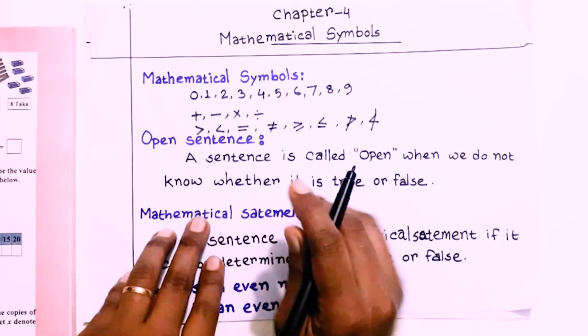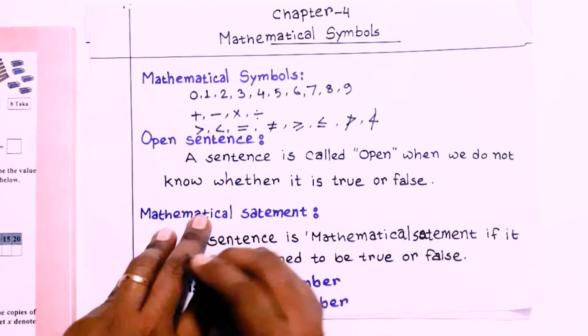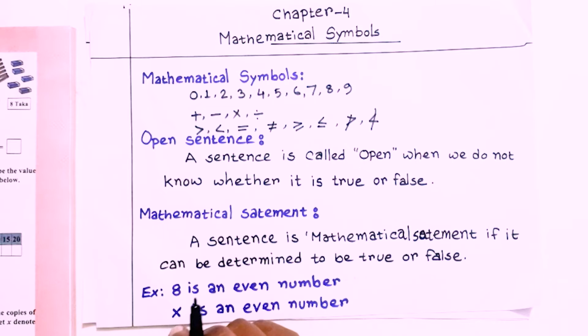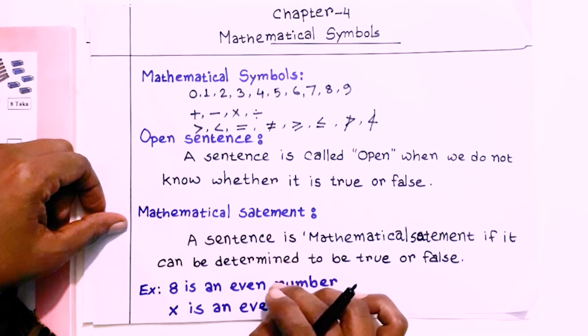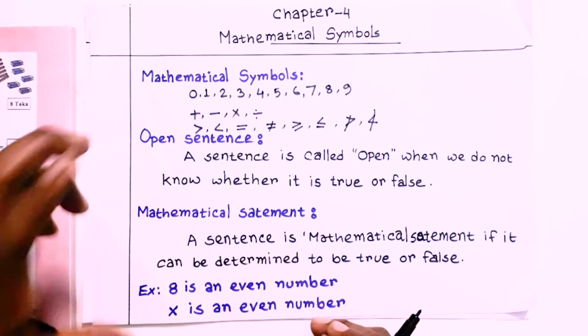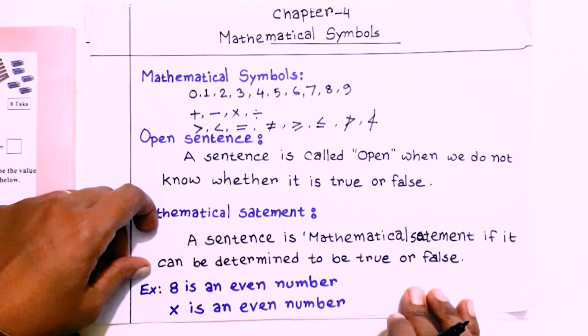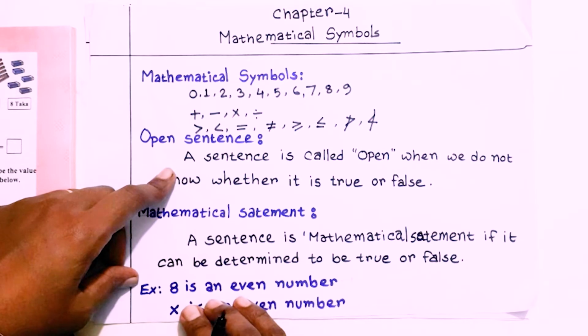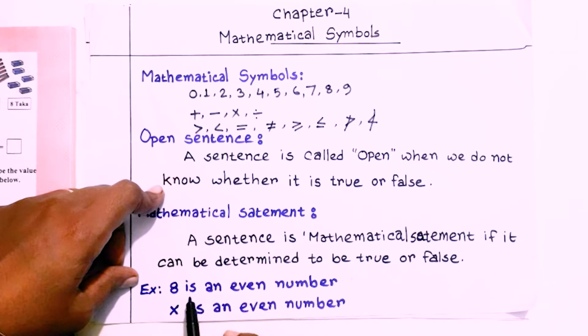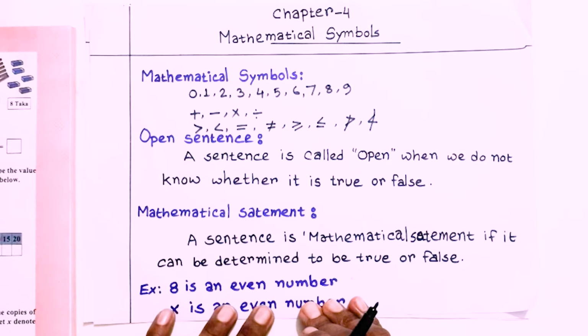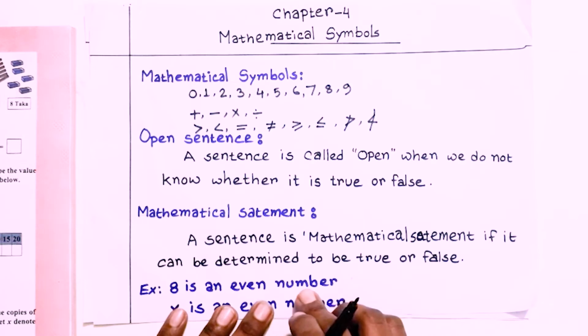A sentence is called open when we do not know whether it is true or false. A sentence is a mathematical statement if it can be determined to be true or false. Here is an example: 8 is an even number. This is a mathematical statement because we know this one is true.